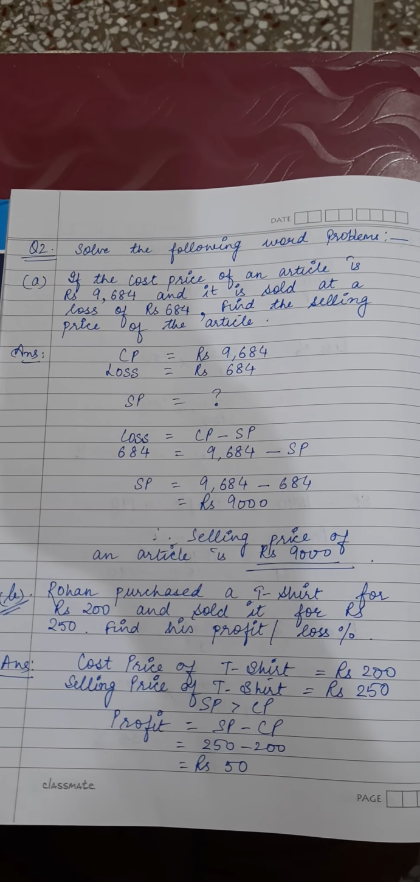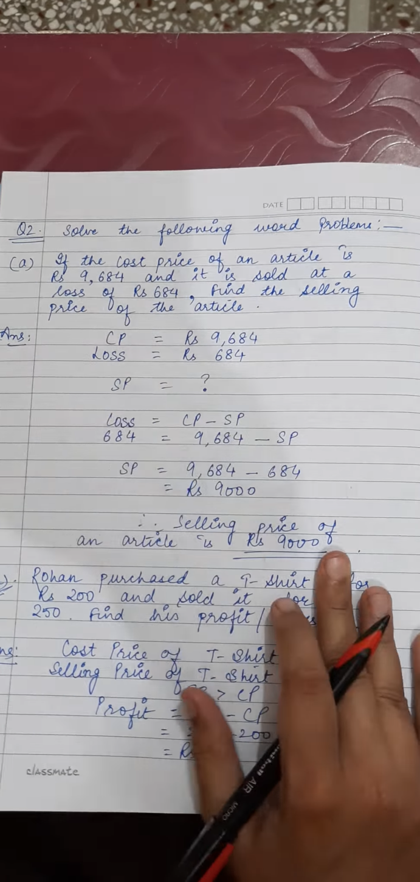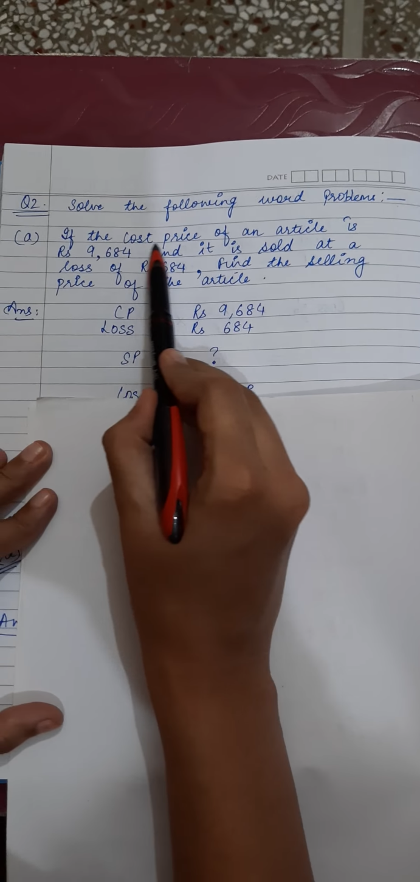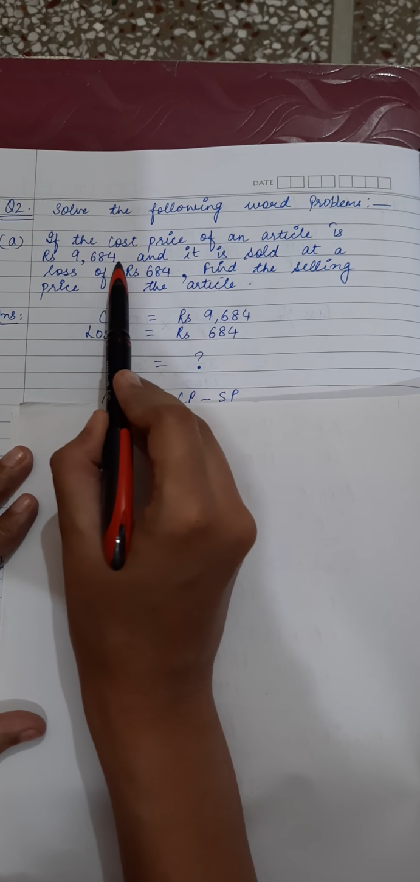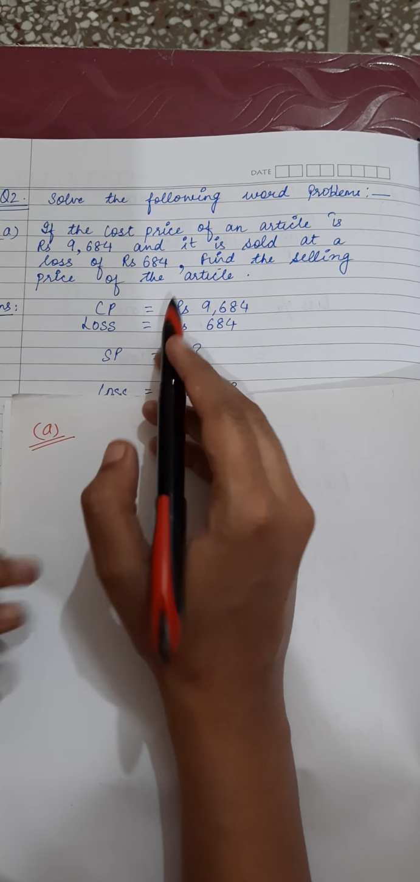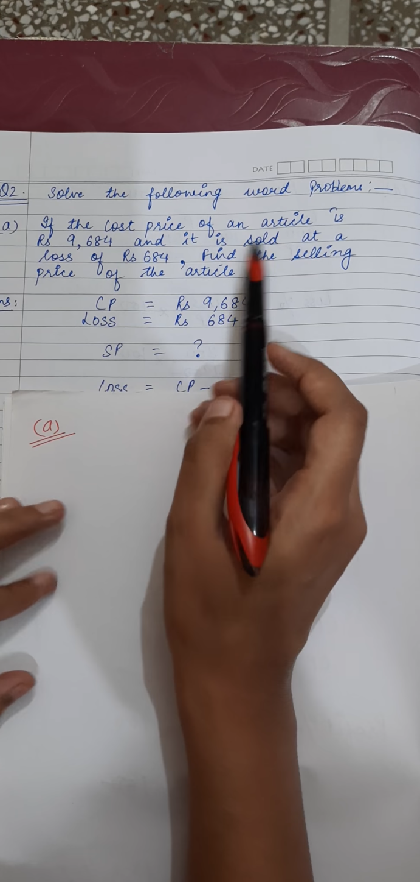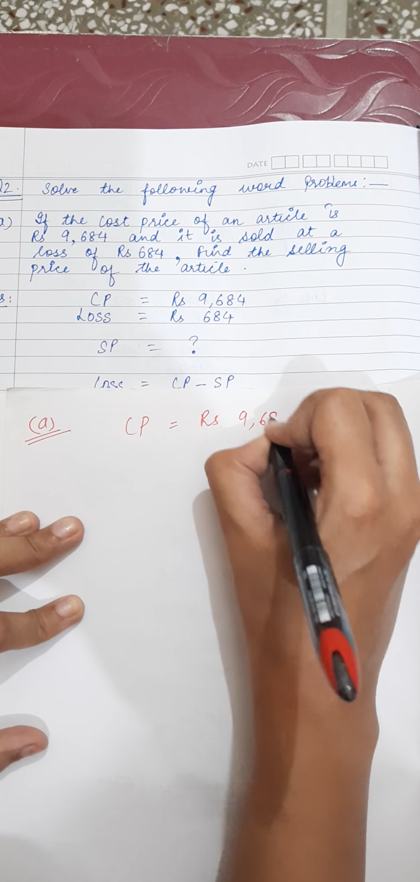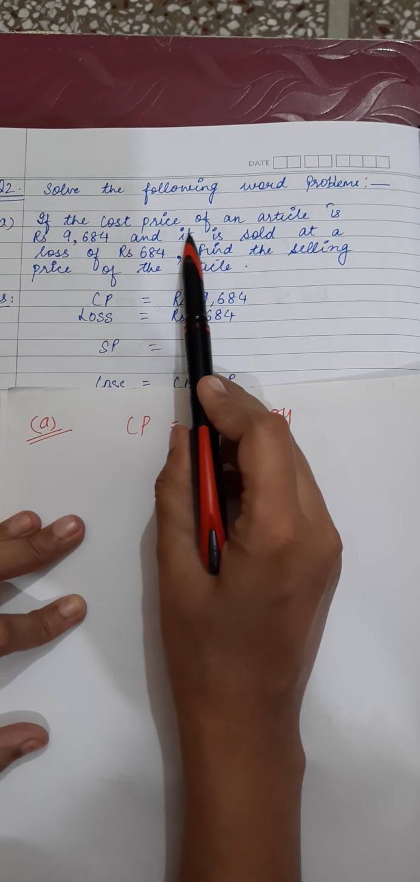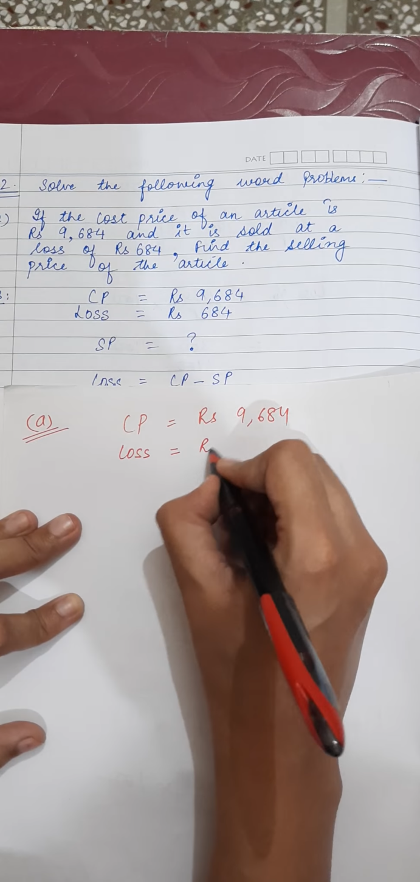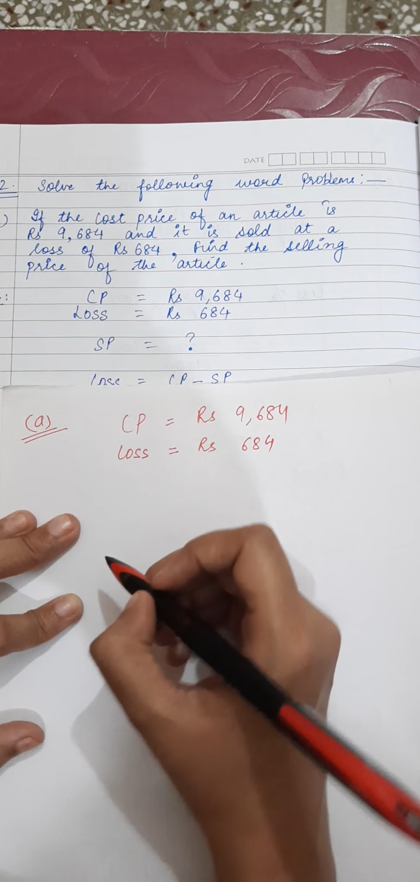And the rest we will be doing in the next video. In question number 2, they are saying you have to solve the word problems. Now the first part is, if the cost price of an article is rupees 9684, that means a person has gone to the shop and he has bought some article, some item, cost price of that is rupees 9684. This is the cost price, and it is sold at a loss of 684. So he sold it, but he got a loss of 684.